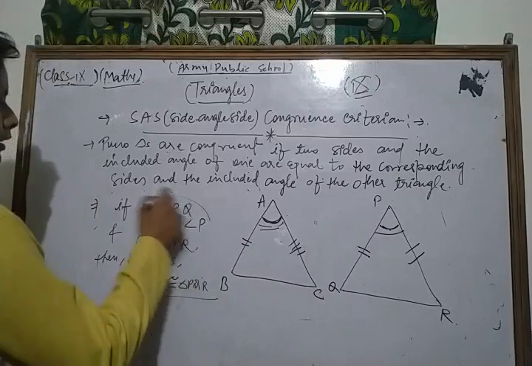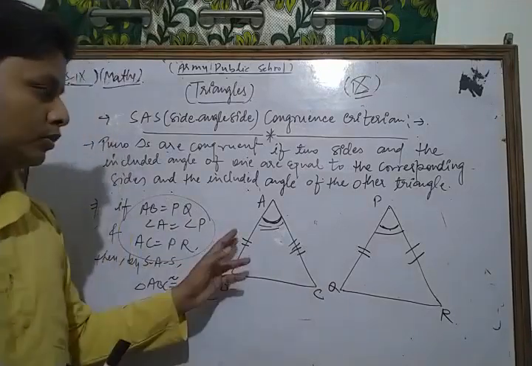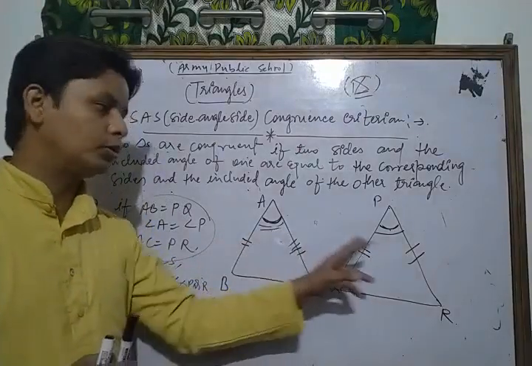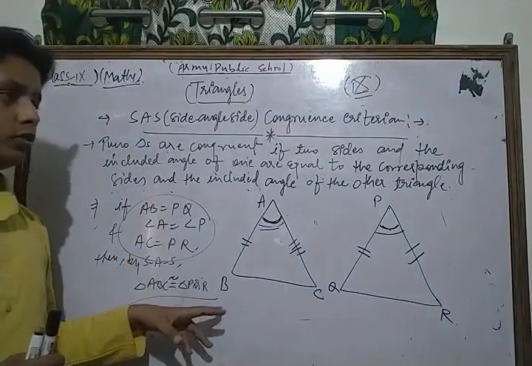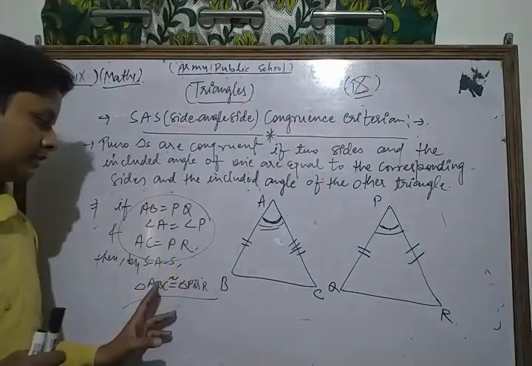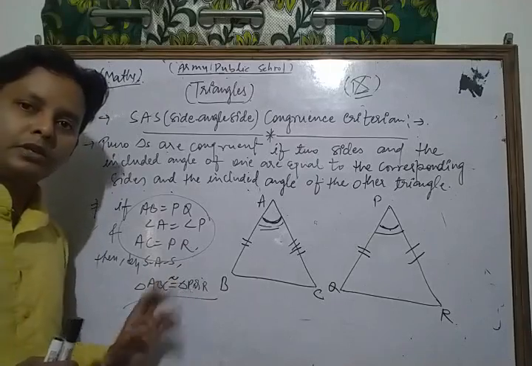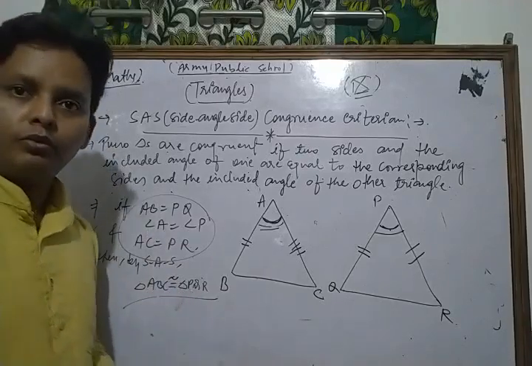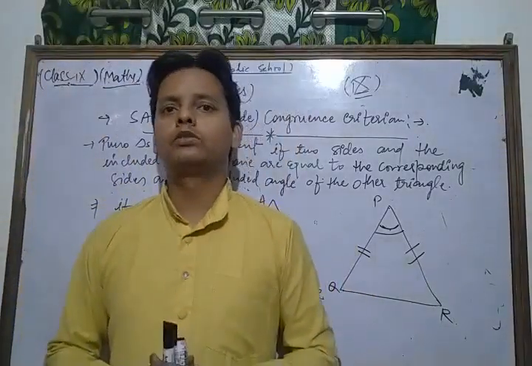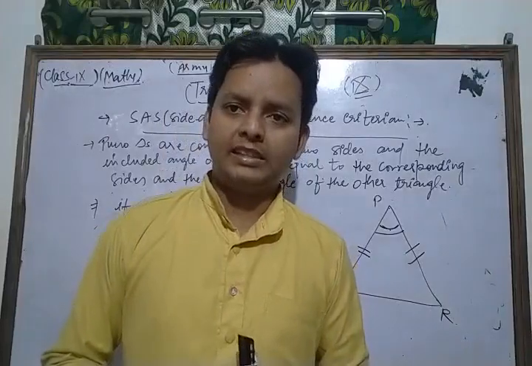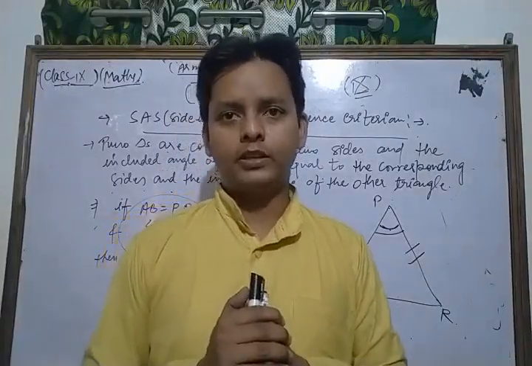So these are the conditions for the SAS congruence criterion. If two corresponding sides and the angle included between them are equal to each other, then by the side-angle-side congruence criterion, both triangles are congruent to each other, meaning triangle ABC is congruent to triangle PQR. Now we take and solve some important questions of your NCERT exercise based on the SAS congruence criterion.